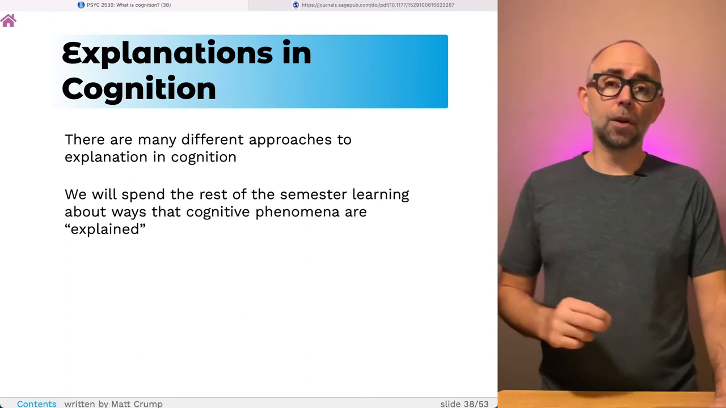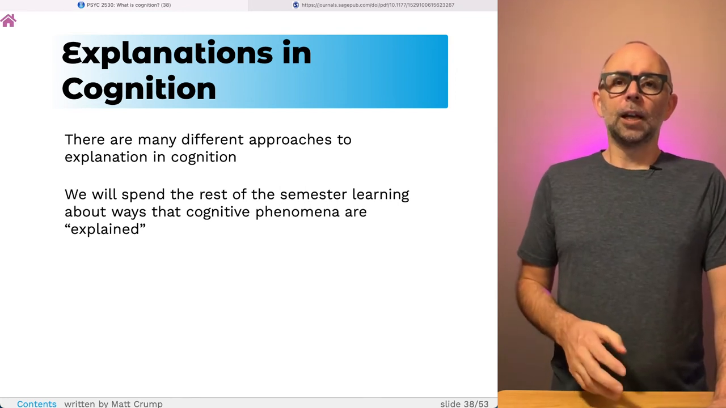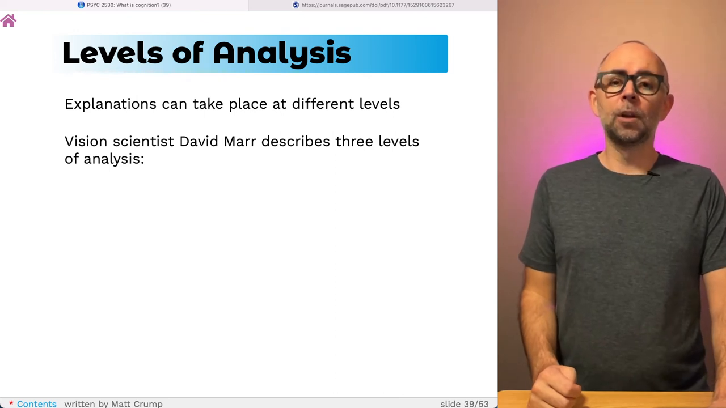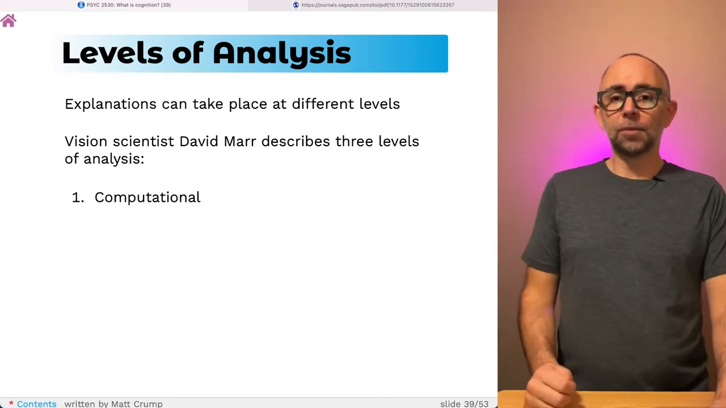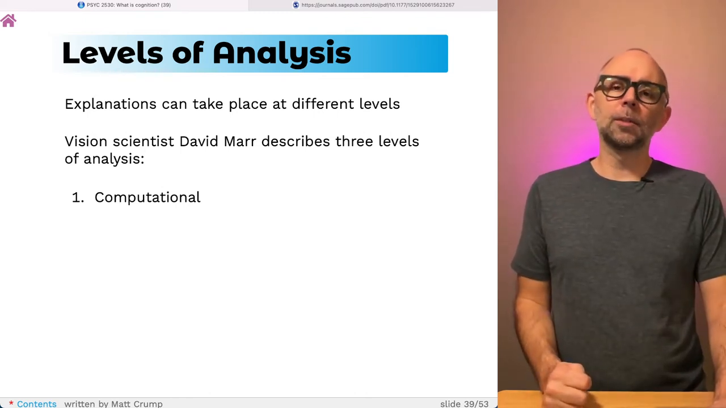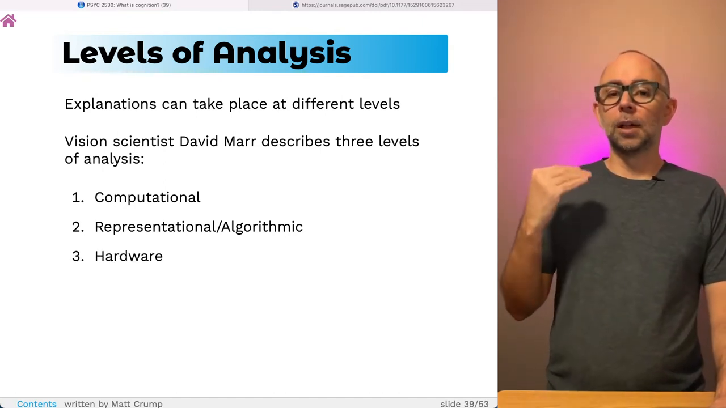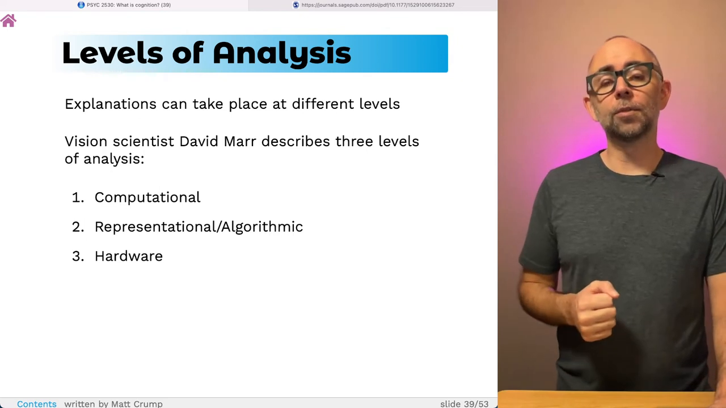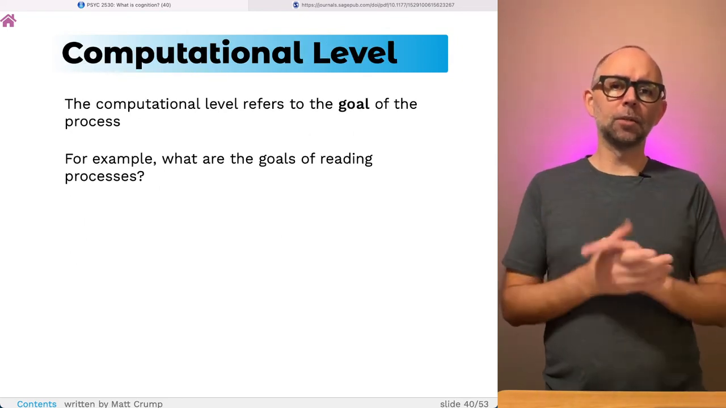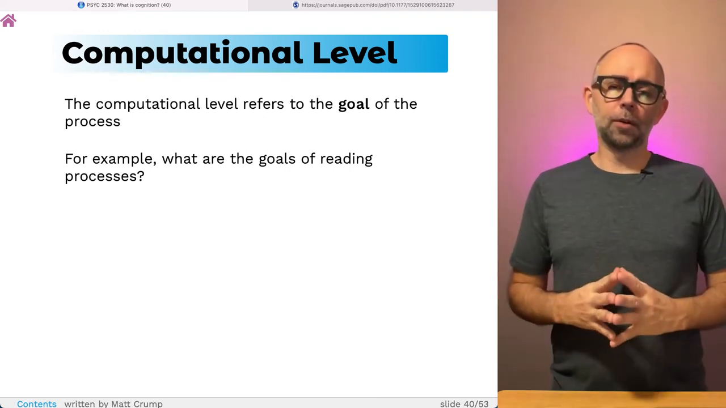There's lots of different approaches by cognitive researchers to explanation, and there are different levels of explanation. One example of different levels is from vision scientist David Marr, who talks about computational, representational, and implementational or hardware levels of analysis. For example, at the computational level, we are referring to the goal of a process.